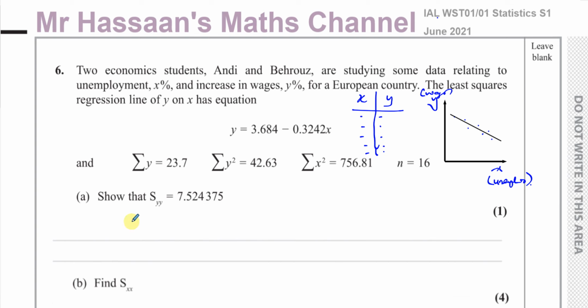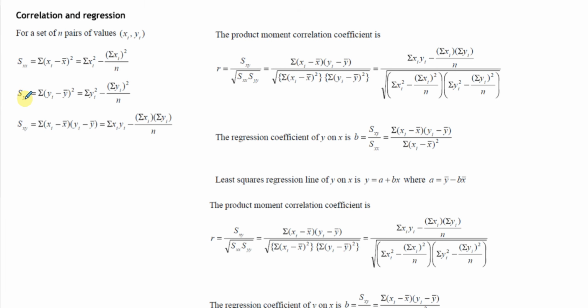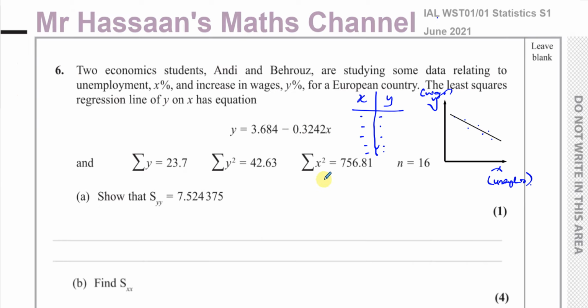How do we find it? Well, we can go to the formula book, and we can see there's a formula saying SYY equals the sum of the square of all the y values minus the sum of the y values, then squared, over n. Okay, so that formula will help us. So if we go back here and dig up that formula, that's just taken straight from the formula book.